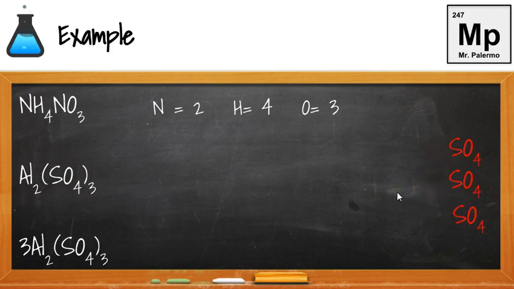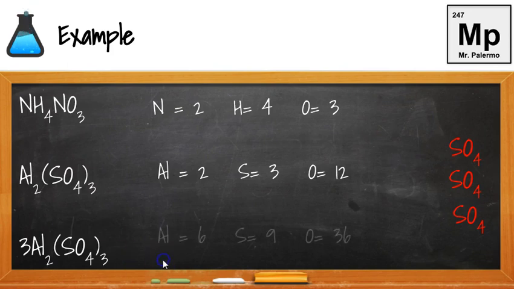So if I want to count the number out, I have 2 aluminums, I'd have 1, 2, 3 sulfur, and I have 4, 8, 12 oxygen. Or the simple way of doing it is 1 sulfur times 3 is 3, and then 4 times 3 is 12. And then looking at the example below, for aluminum we have 3 times 2 gives me 6 aluminum. For the sulfur, 1 times 3 is 3, times 3 gives me 9 sulfur, and then lastly, 4 times 3 is 12, times 3 gives me 36.